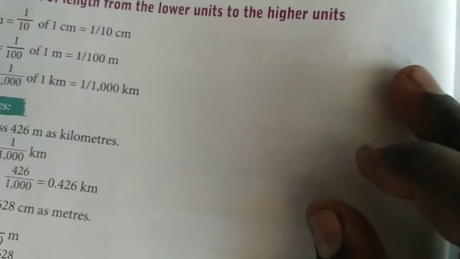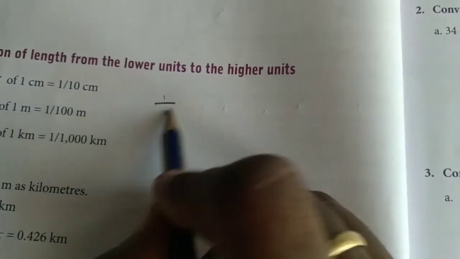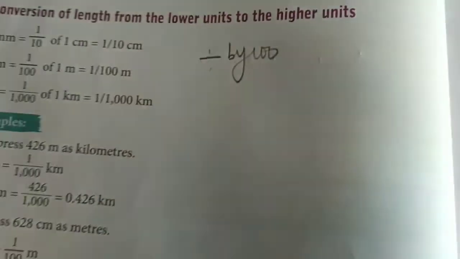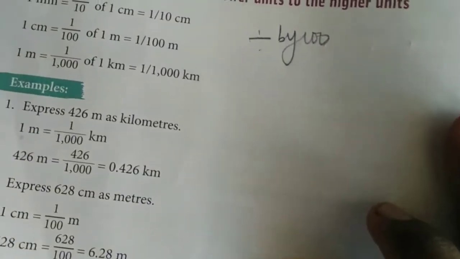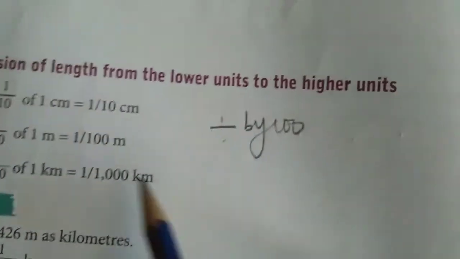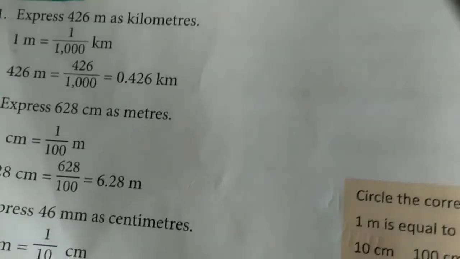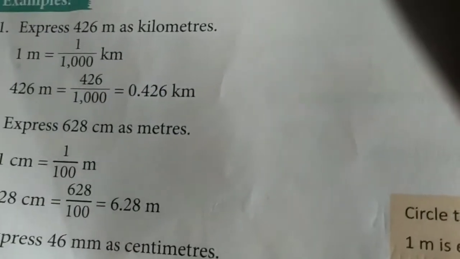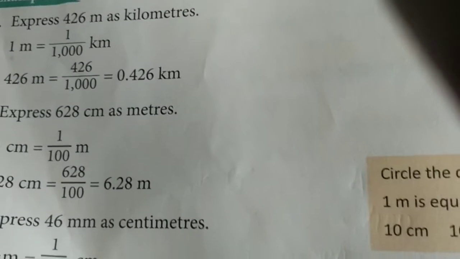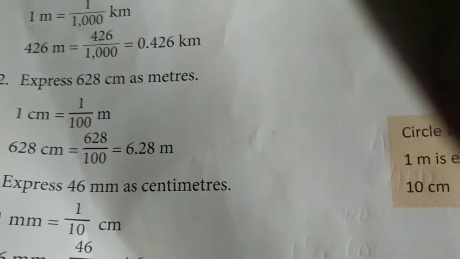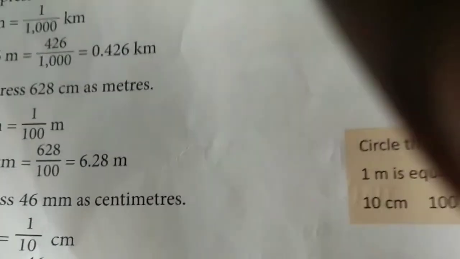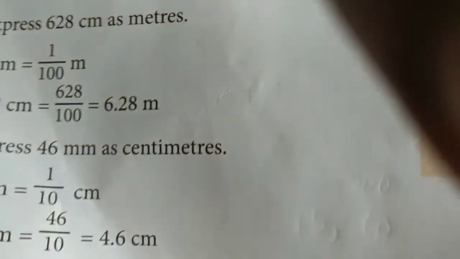How to convert lower units to higher? If you want to convert lower to higher, divide by 100 or 1000, depending upon the terms. Here in this example, if you want to convert meter as kilometer, you should divide by 1000. Centimeter as meter, you divide by 100. Millimeter as centimeter, you divide by 10. Depending upon the units, you use the numbers.